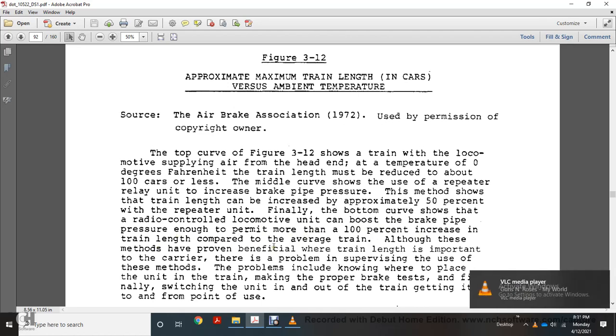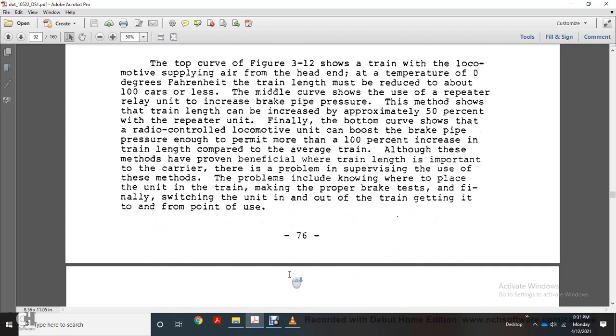Although these methods have been proven beneficial for train length, it's important to take care of the problems and supervise the use of these methods. The problems include knowing where to place the units in the train, making the proper brake tests, and finally switching the units in and out of the train, getting to and from the point of use.